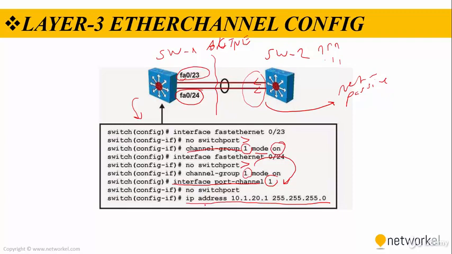And the second thing we need to change on switch 2 is the IP address of the port channel. If I'm using 20.1 on that side, I can use 20.2 up to 254, because I'm using 255.255.255.0 as the subnet mask.